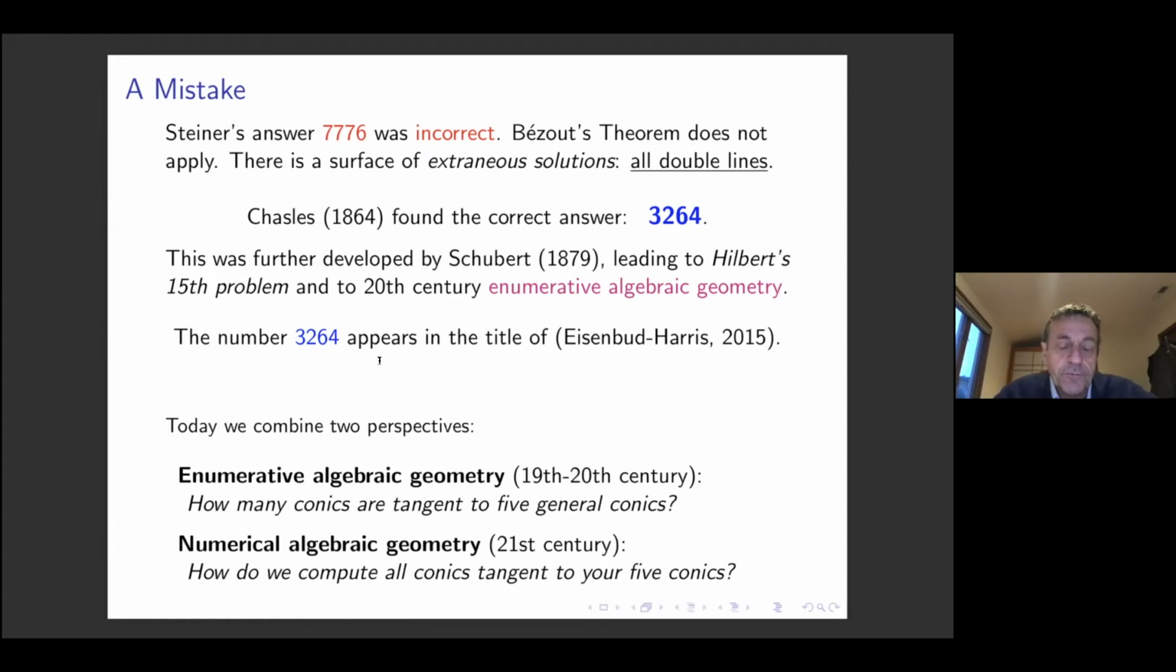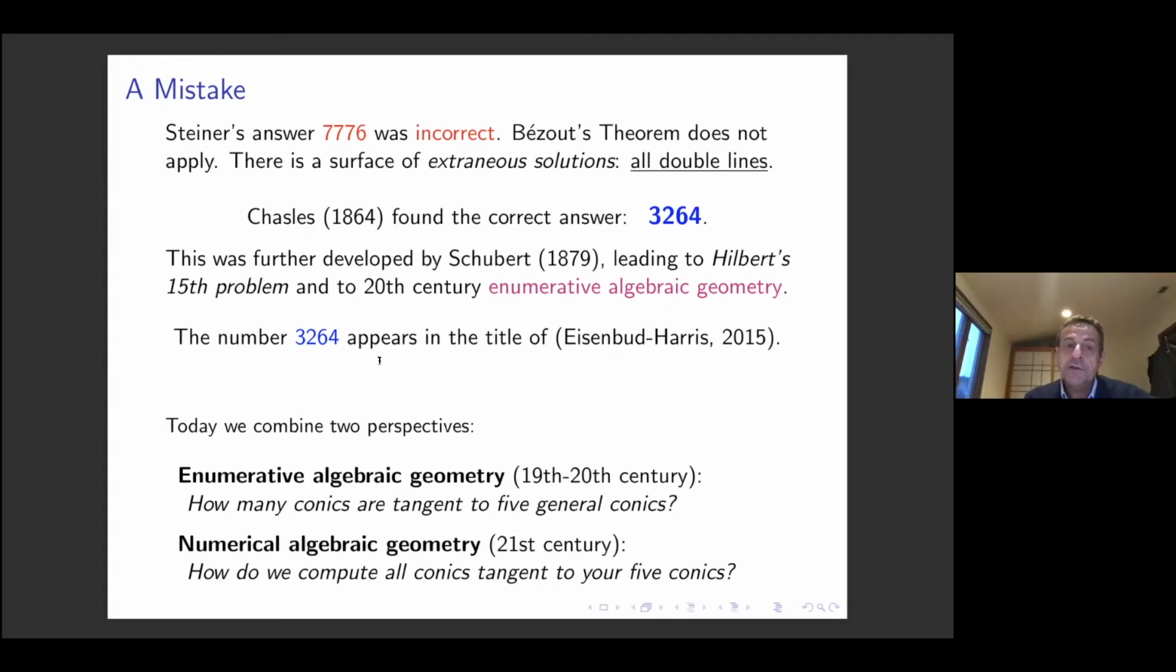In enumerative algebraic geometry, we ask how-many questions, and the answer is a positive integer. More recent is the development of numerical algebraic geometry. In numerical algebraic geometry, we ask the question: how do we actually compute all the conics? We don't just ask how many there are, but we want to list them. In fact, we want you, the people in the audience, to draw five blue conics in the plane, and we ask how we can, as fast as possible, compute all the red conics that are tangent to your given five blue conics.